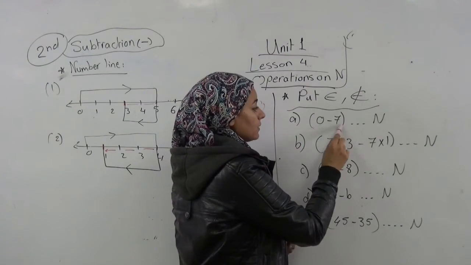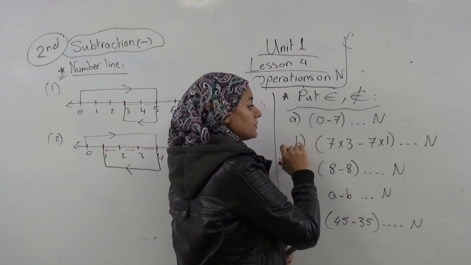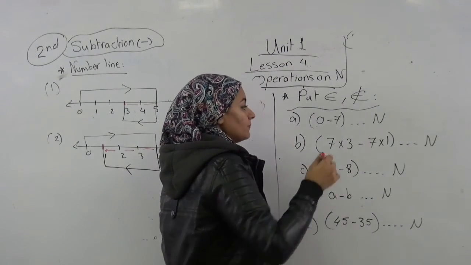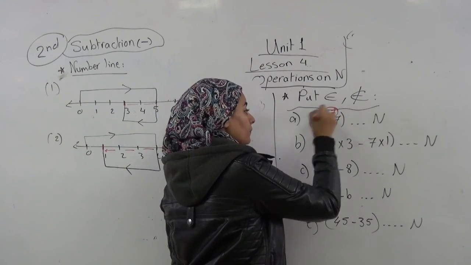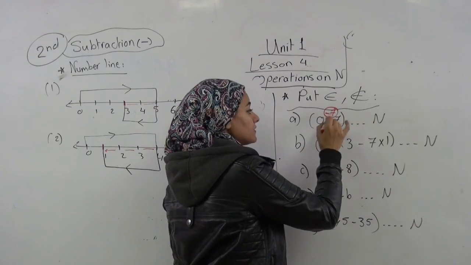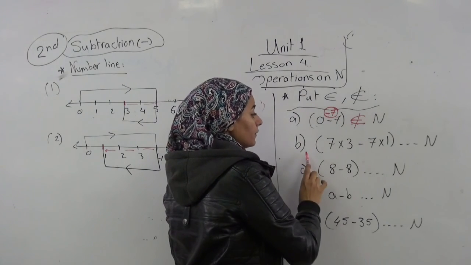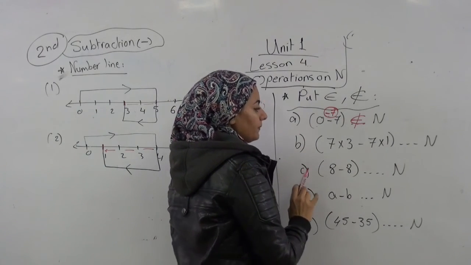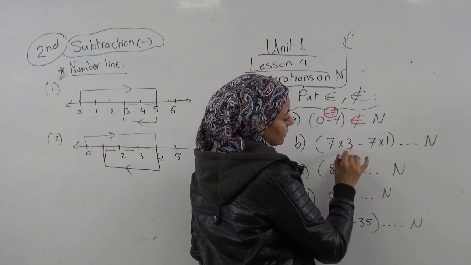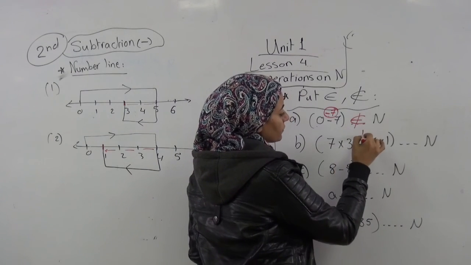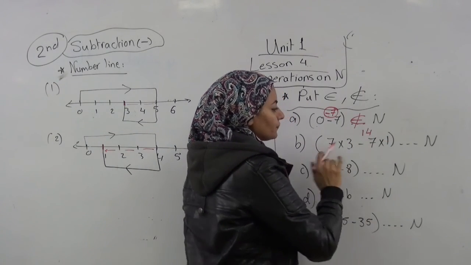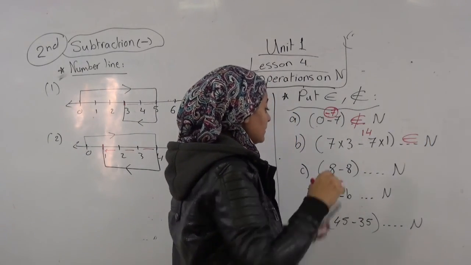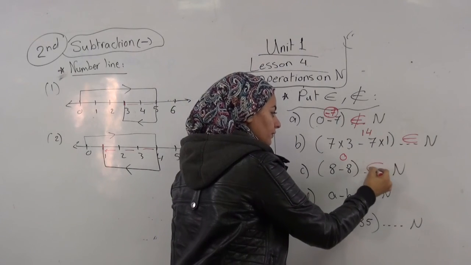Number A, as it is on the calculator, 0 minus 7. As we said, if you start the subtraction by the smaller number, the answer will be negative. You can do it on the calculator, and the calculator will give you negative 7. Negative 7 doesn't belong to N. Number B, as it is, with its brackets, on the calculator, it will be 7 times 3, 21, minus 7, it will be 14. So this belongs to N. Number C, as it is, it will give me 0. So 0 belongs to N.